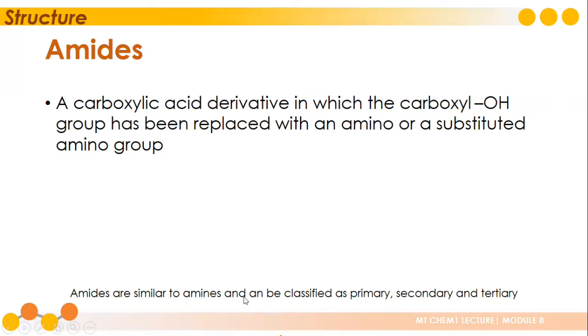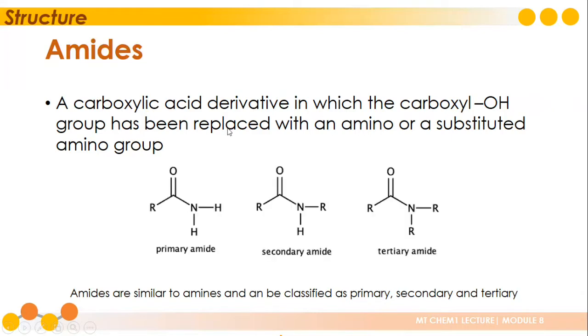Amides are similar to amines and can be classified as primary, secondary, and tertiary. This means that there are also different classifications for amides. So we have a primary amide, secondary amide, and tertiary amide. As you can see, we have here a double bonded O.